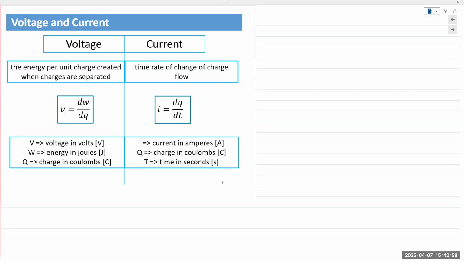So if charges are separated while they're moving in a circuit, and there's a difference in the electric potential between these charges, we define it as voltage. Mathematically, voltage V is dW over dQ. W is energy, Q is the charge. So it is the electric potential difference, the difference in electric potential between those two points.